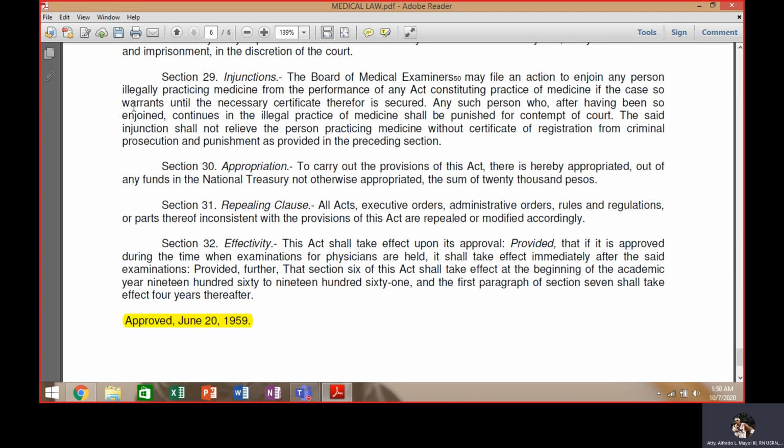Okay? So like what I said before, there is a three-pronged liability to a physician. The administrative liability, where your license can be suspended or revoked. The civil liability, where a physician can pay in the form of damages to the patient, monetary, okay, actual damages and other forms of damages. And then lastly is the criminal liability, where the physician can be imprisoned.